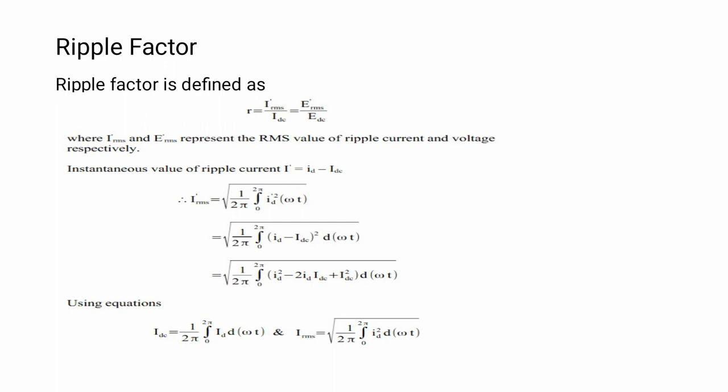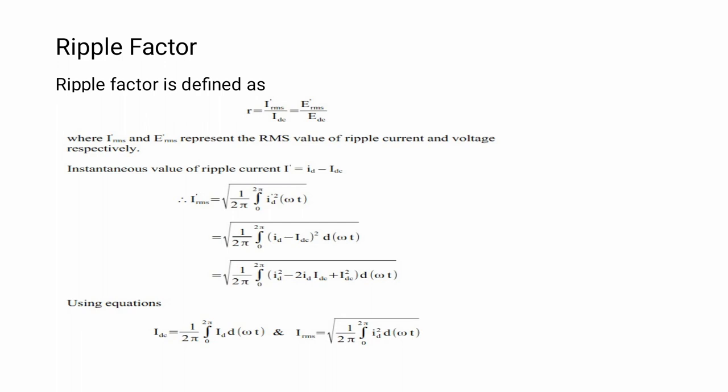So this is r equal to I'_RMS by I_DC or E'_RMS by E_DC, where I'_RMS and E'_RMS represent the RMS of ripple current or voltage. First we have to find the ripple current, which is equal to i_D minus I_DC, because i_D is the diode current and I_DC is the DC component of the output current. By subtracting it, we can get the ripple current, and from this we have to find the RMS value of this ripple current.